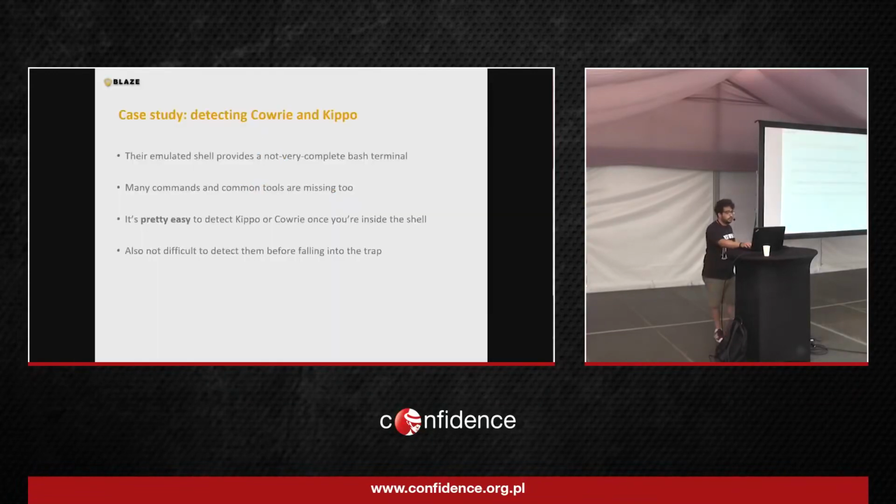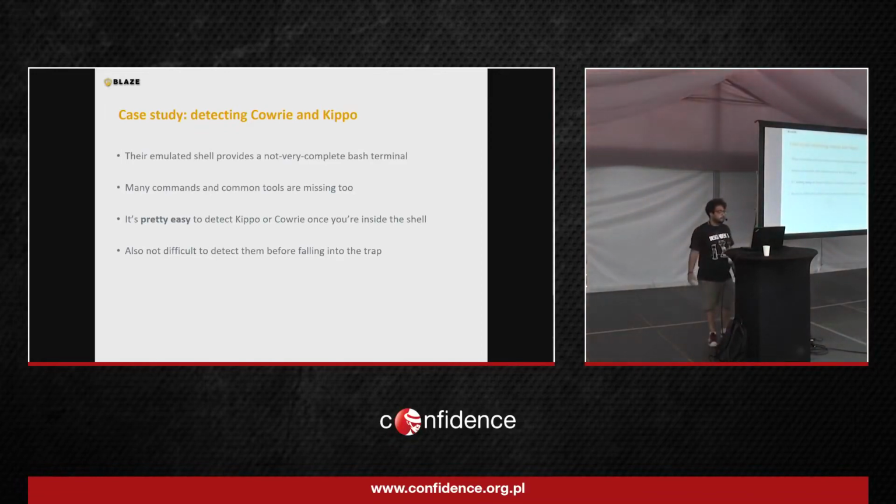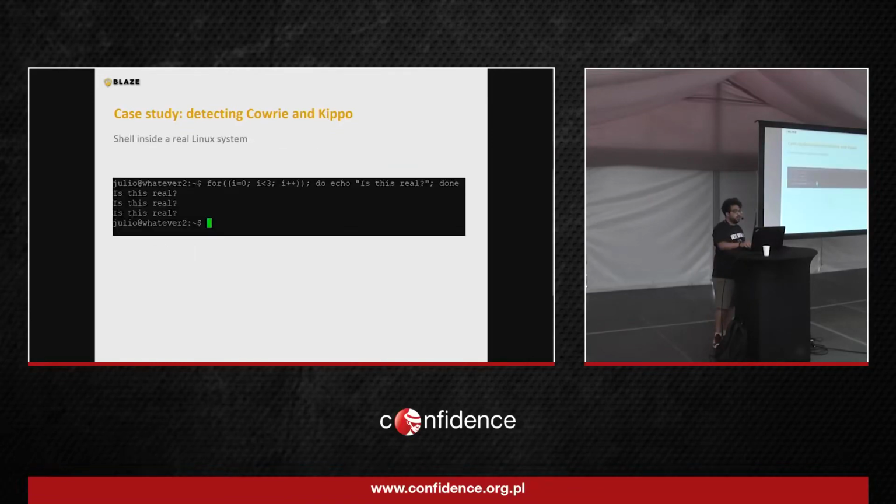And let's go to the case study. Cowrie and Kippo are the most popular SSH honeypots these days. The emulated shell, for starters, doesn't really provide a very complete bash terminal, and many commands are also missing. So once you're inside, it's pretty easy to detect. But it's also not super difficult to detect before you fall into the trap.